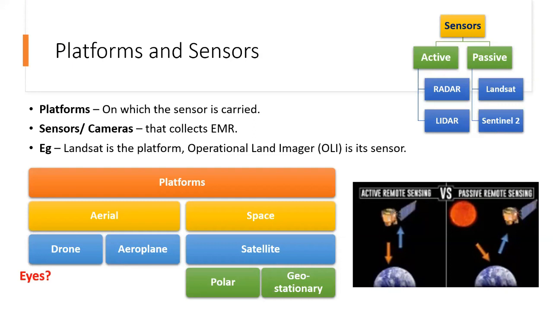So, based on this much theory, can anyone tell what are our eyes? Active sensor, passive sensor? In the example here, you can see the passive sensor is using the sun as the source of light, and the active sensor has its own source of light. Passive, yes.